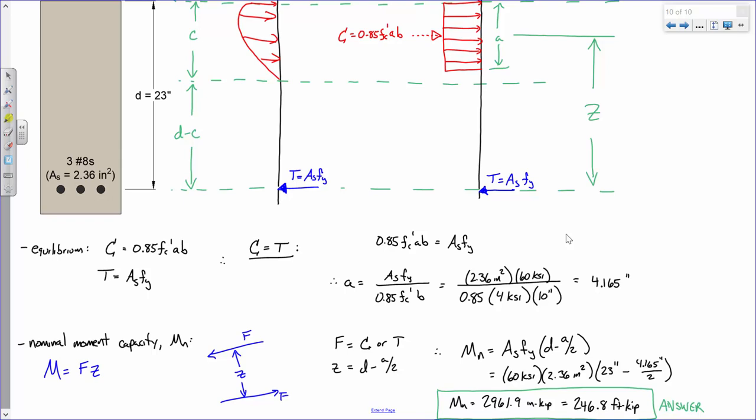As for the moment arm, the moment arm is d minus a over 2. Again, the distance from here to the very top of the beam is a, so halfway down, I get the distance between those two. So As fy times d minus a over 2 is the moment. One of the things that I chose not to do up here on the board is say, okay, here's the equations that you need to remember.